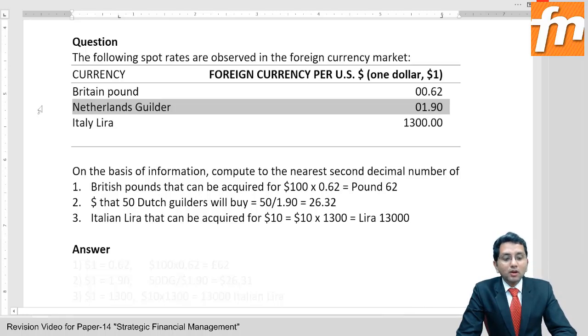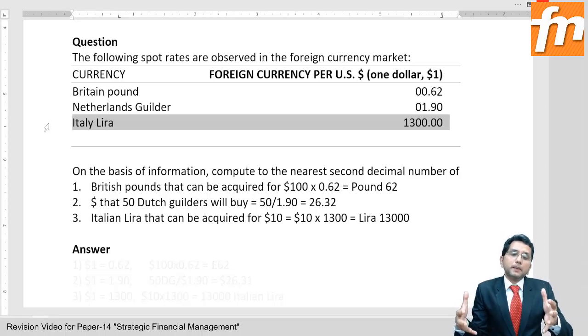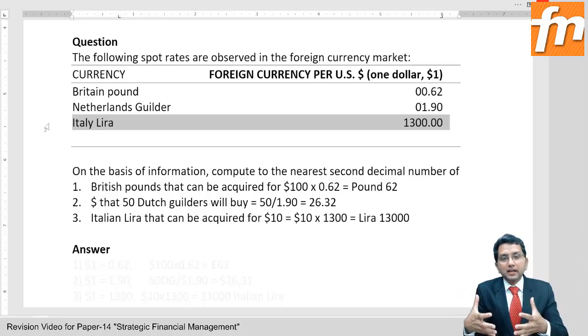$1 is equal to 1.90 Netherlands guilder, Dutch guilder. $1 is equal to 1300 Italian lira. Now the European countries do not have their separate currencies. Through the European Union, years back, they formed a group and are following a single currency named euro. So you don't have Dutch guilders or Italian lira nowadays, but for the sake of example, we can still use them.